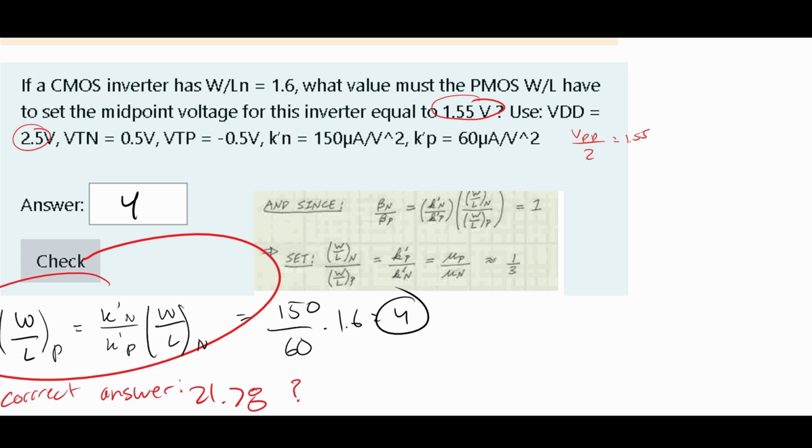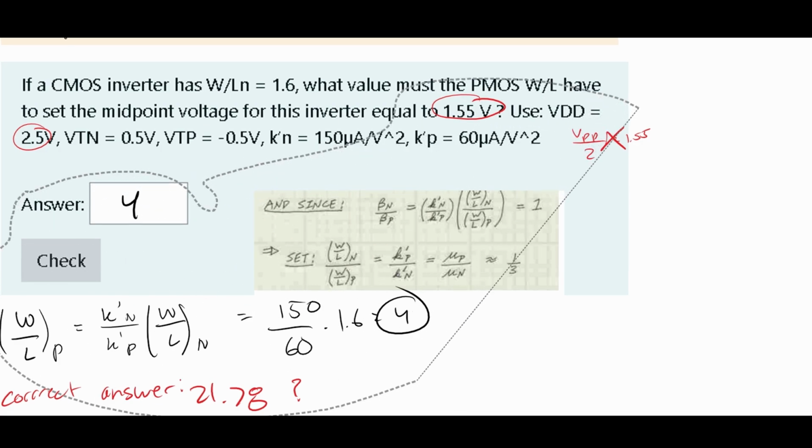It's not that simple. Actually, if VTN is equal to VTP, it's even simpler. It's just equal to 1. And since it's equal to 1, we would just be able to solve for it like this. Now, because this is not equal, we're not going to be using this simple formula. So we're not using this. I just want to demonstrate a case where you could use it.